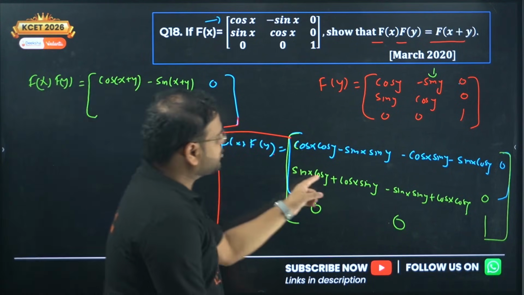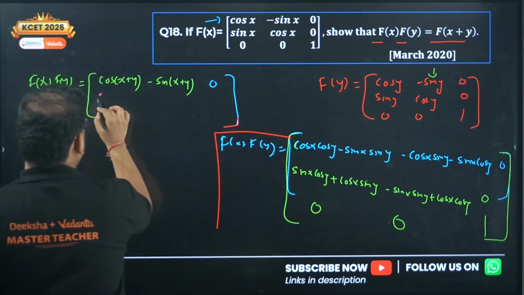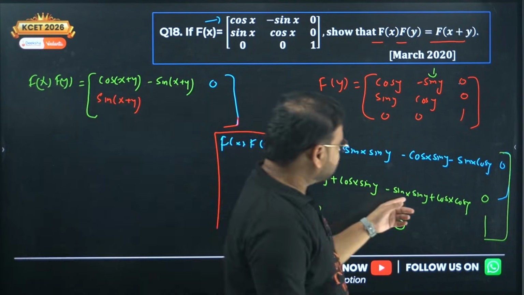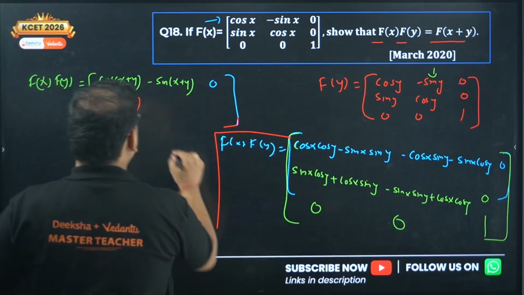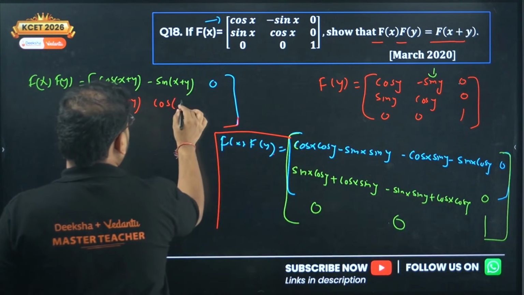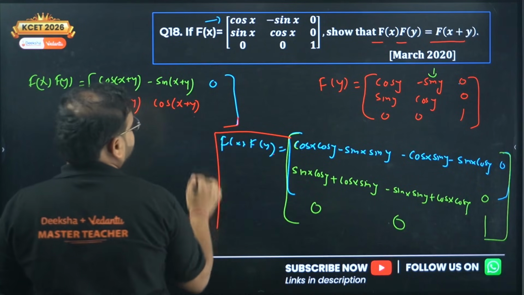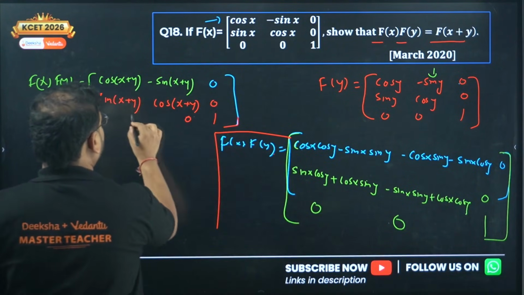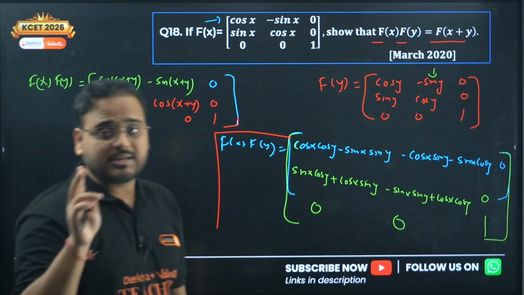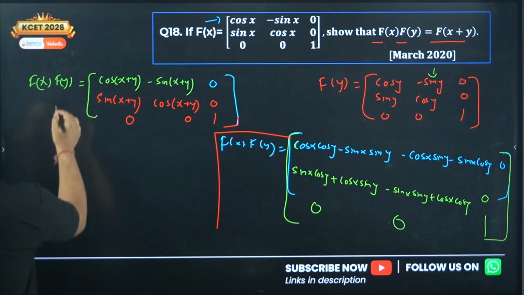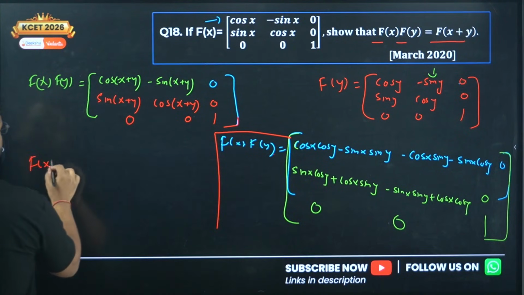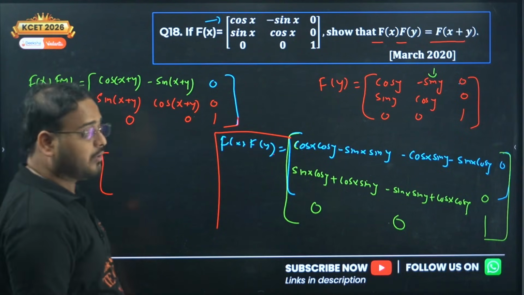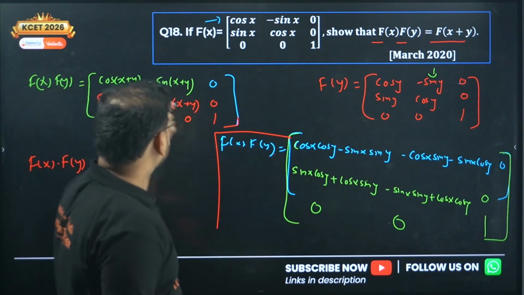Same way, sin x cos y, cos x sin y will be sin of x plus y. And this will be what? Minus sin x sin y, cos x cos y will become cos of x plus y, 0 1 0 0. Now what I'm getting over here, please check carefully. Fx into fy, fx into fy.